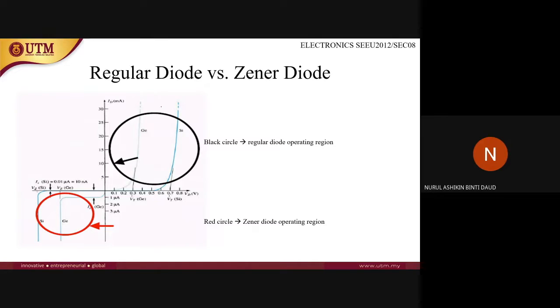So this is the comparison between the regular diode versus the Zener diode. At this stage, the black circle is the regular diode operating region, which is forward bias, the forward bias diode region. At this state, both the regular diode and the Zener diode are off. And at this state, the red circle, the Zener diode starts to operate.